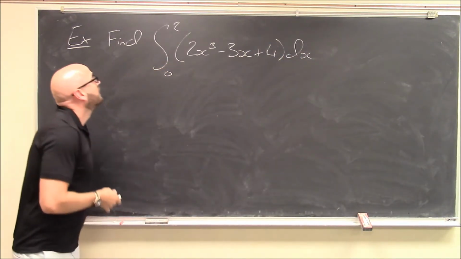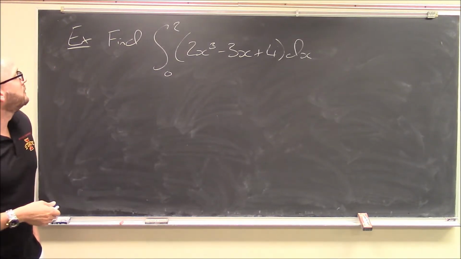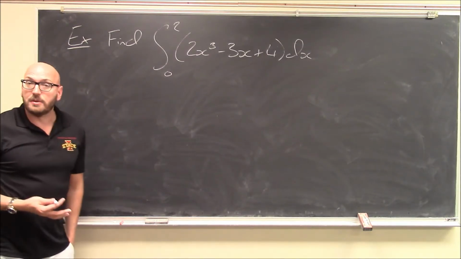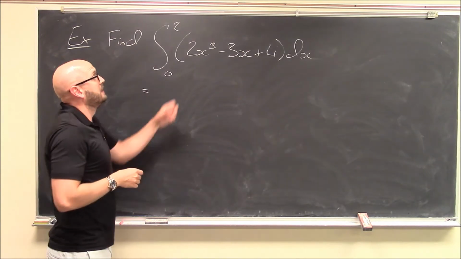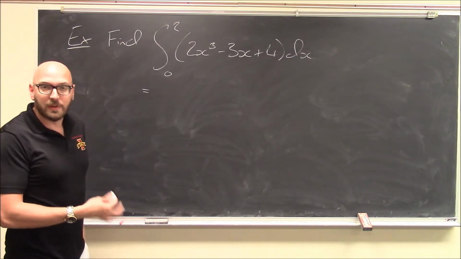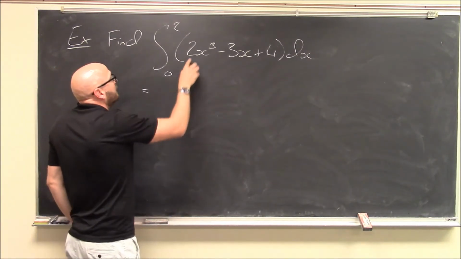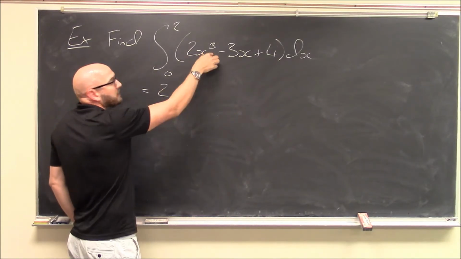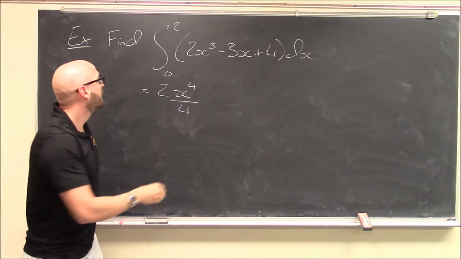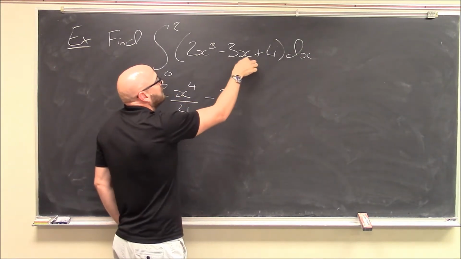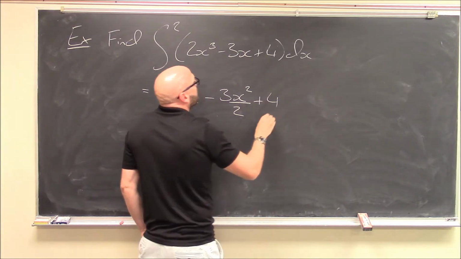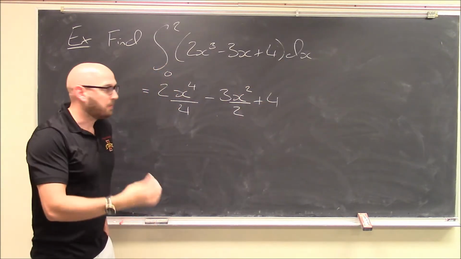Okay, next one. Find the integral from 0 to 2 of 2x cubed minus 3x plus 4 dx. Well, we have the fundamental theorem of calculus to use now. So we just want to find an antiderivative for this polynomial. And antiderivatives of polynomials, hopefully you remember, are not particularly bad. This would just be 2 times the antiderivative of x cubed: increase the power by 1, x to the 4th, divided by the new power. Minus 3 times the antiderivative of x, x squared over 2. And plus 4 times the antiderivative of a constant, which is 4x.